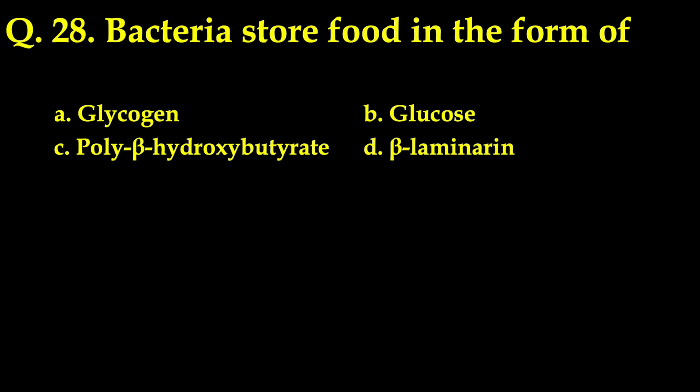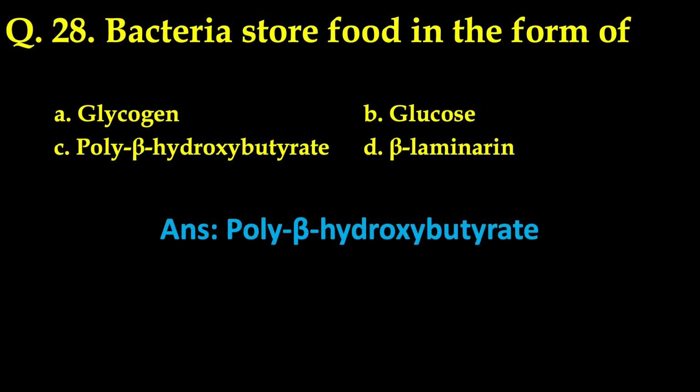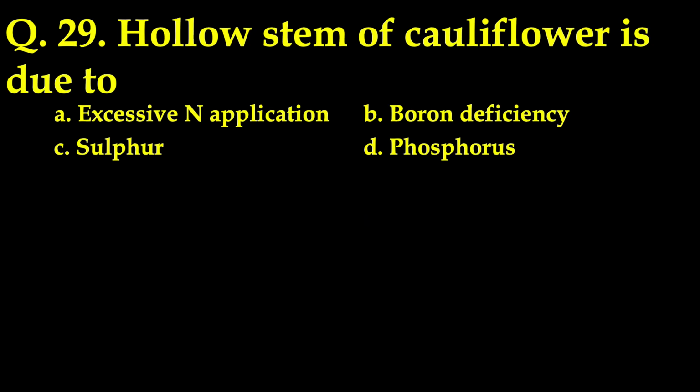This was another question. Bacteria store food in the form of glycogen, glucose, poly-beta-hydroxybutyrate and beta-laminarin. The correct answer was poly-beta-hydroxybutyrate.